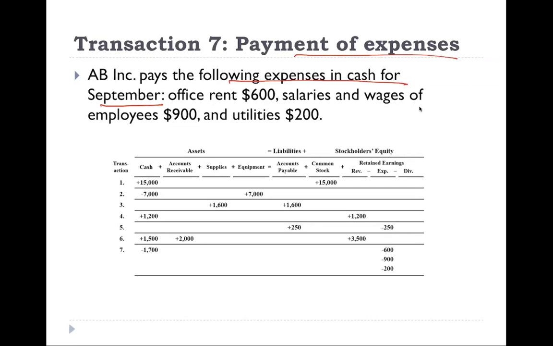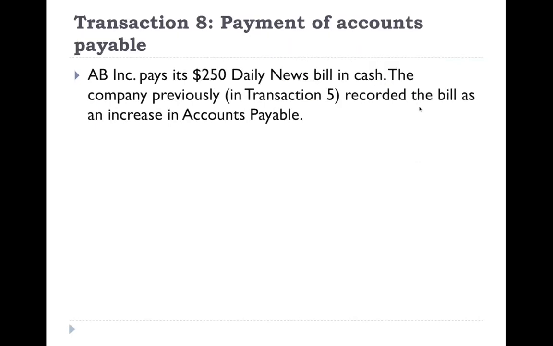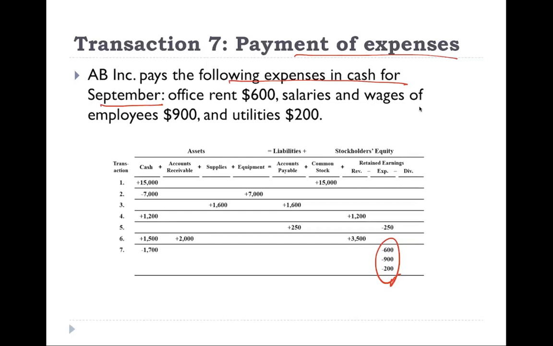So the firm has office rent 600, salary and wages 900, utilities 200. All of those are expenses for the firm. So expense increased by a total of 1,700. And because expense decreases the firm's retained earnings, retained earnings decreased by 1,700. And because retained earnings is a stockholders' equity account, stockholders' equity decreased by 1,700. And because the firm paid all of those expenses in cash, cash decreased by 1,700. And cash is an asset, so asset decreased by 1,700.